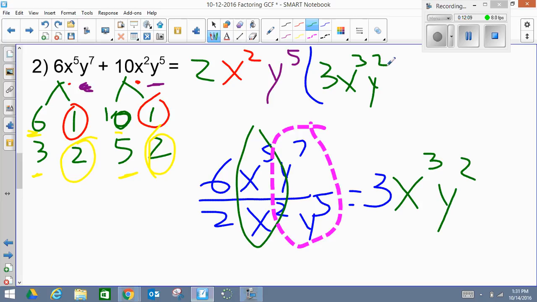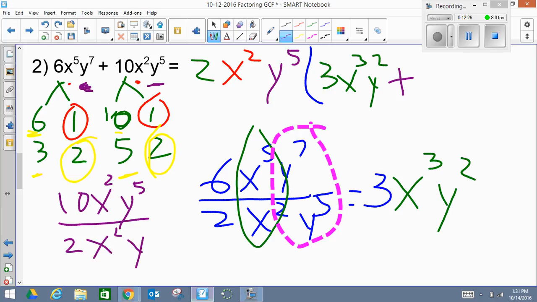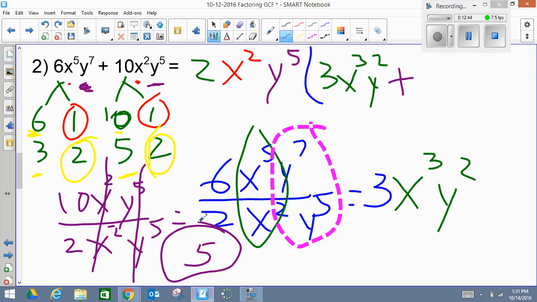Okay, now I get the same thing with the second one. So plus 10x, let's do it right here on the side. 10x squared y to the 5th divided by my common factor, 2x squared y to the 5th. Okay, so 10 divided by 2 is 5. X squared cancels out. Y to the 5th cancels out. So my answer is 5. So I'm going to bring that 5 next to it. Close my parentheses, and I'm done with number 2.